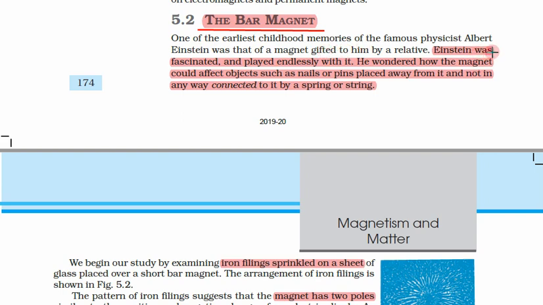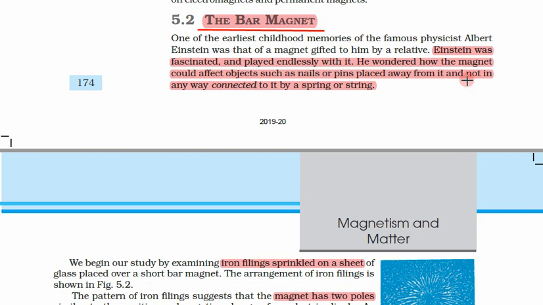So Einstein also had a bar magnet. He was gifted this bar magnet by a relative. Einstein was fascinated. He was very attracted towards this bar magnet and played endlessly with it. He wondered how the magnet could affect objects such as nails or pins placed away from it.